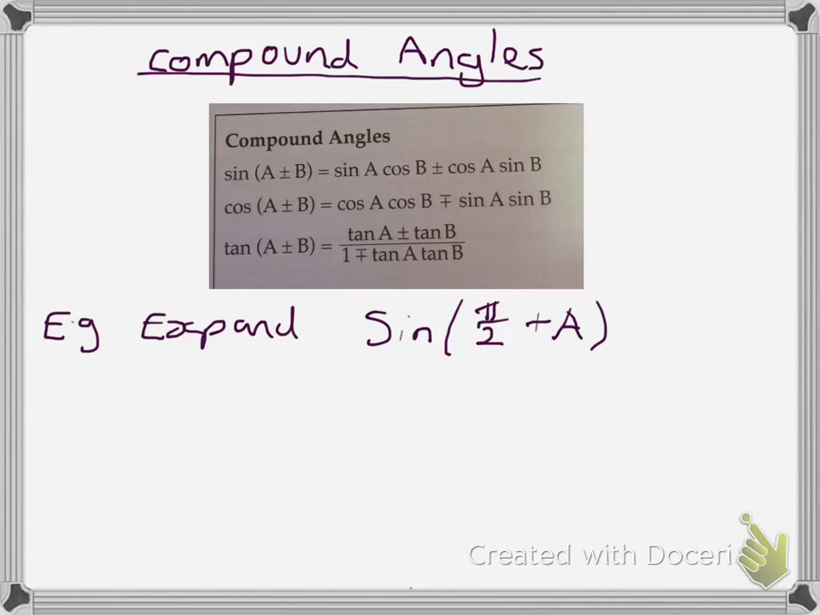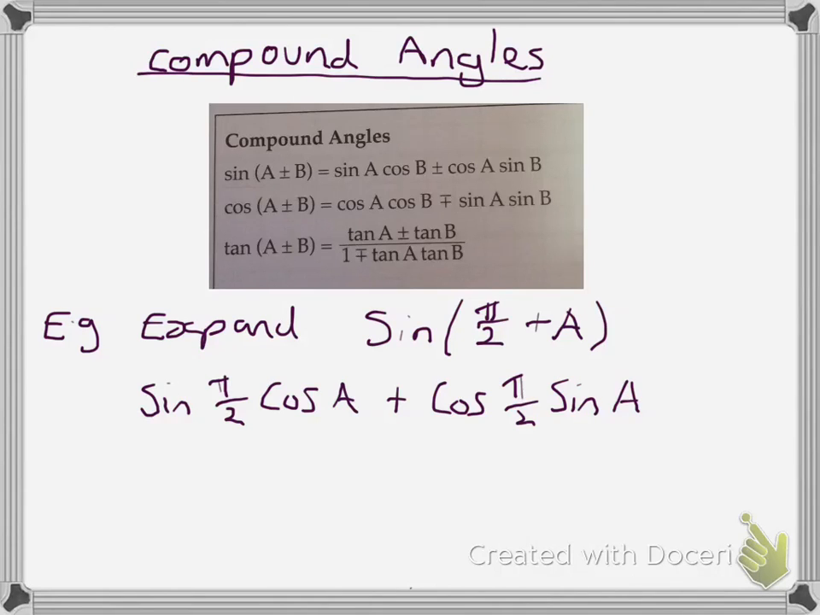As soon as I see two things within a bracket like this, I know I can go to my compound angle formula. So using the compound angle formula at the top, sine of A plus B, I can rewrite, using the right hand side of the equation, this into sine of pi over 2 cos A plus, because the plus at the top, cos of pi over 2 sine A. Okay, where do I go from here?